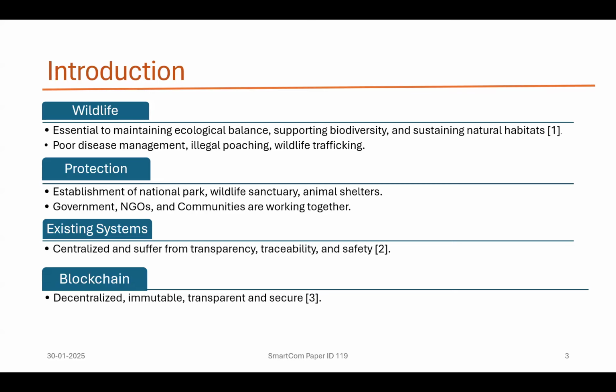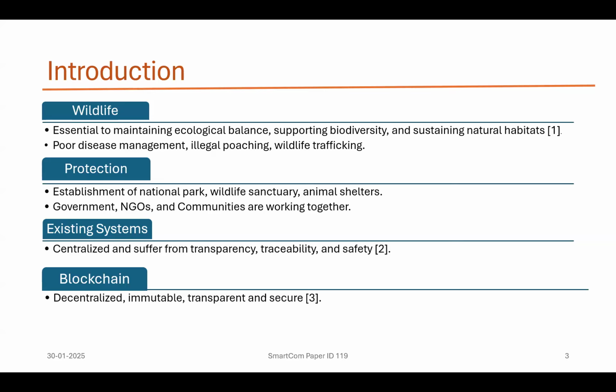Wildlife protection is essential to maintain ecological balance, support biodiversity, and sustain natural habitats. There are multiple factors affecting wildlife, such as climate change, global warming, poor disease management, illegal poaching, and wildlife trafficking. Protection of wildlife animals is very essential, and for this, the government is establishing national parks, wildlife sanctuaries, and animal shelters, and government agencies, NGOs, and communities are working together to protect animal life.